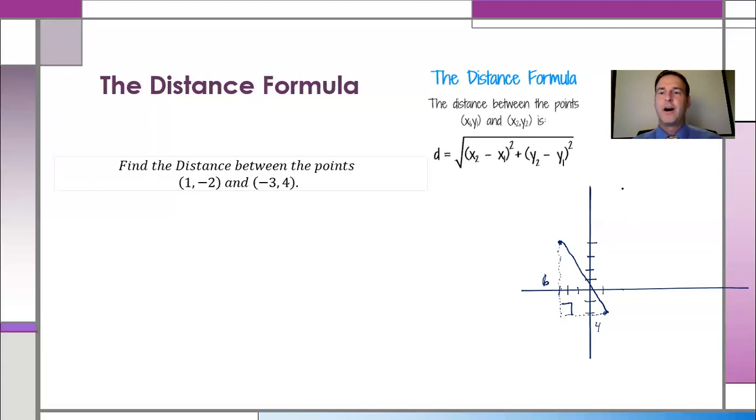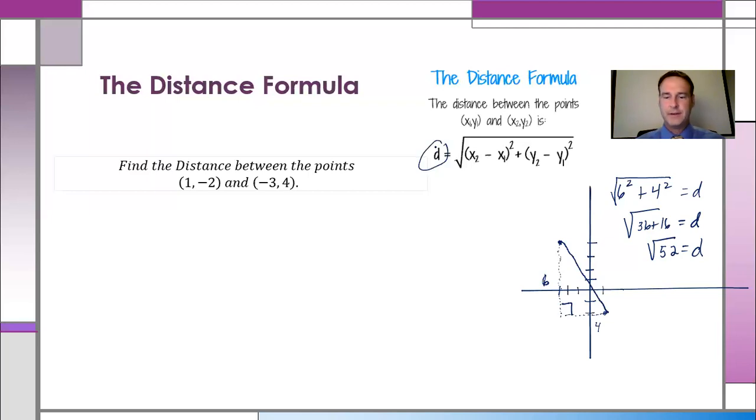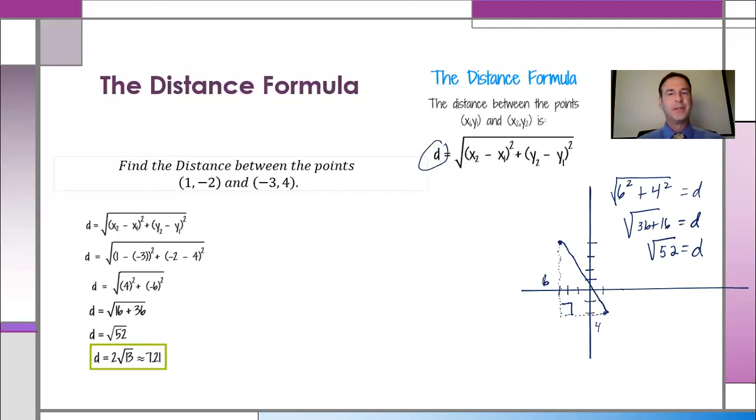Off to the side, I have 6 squared plus 4 squared, all square rooted. That is my distance. This gives me 36 plus 16, which is the square root of 52. I'm just going to stop right there. No big deal. Now, if I were to do this longhand by using the big distance formula, it would look something like this.